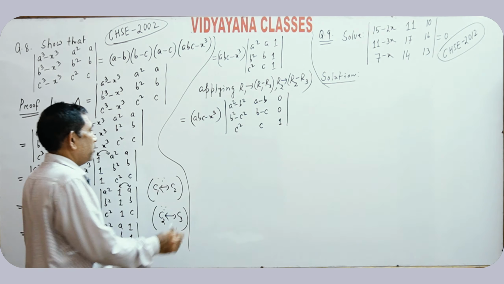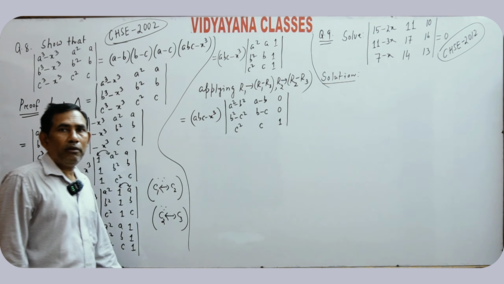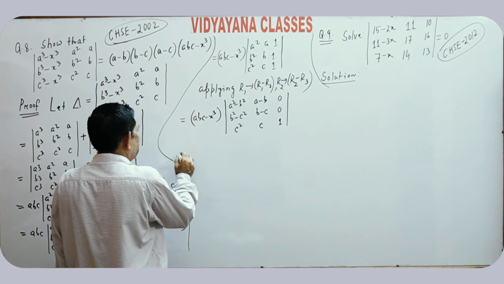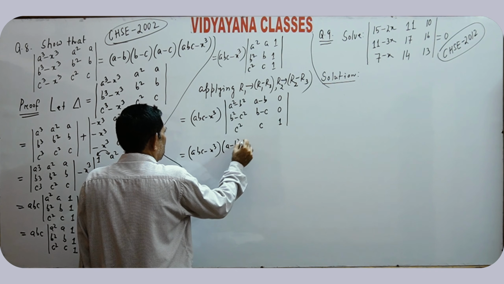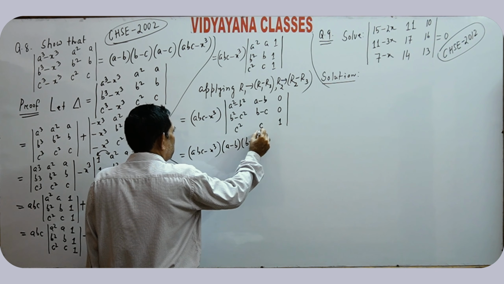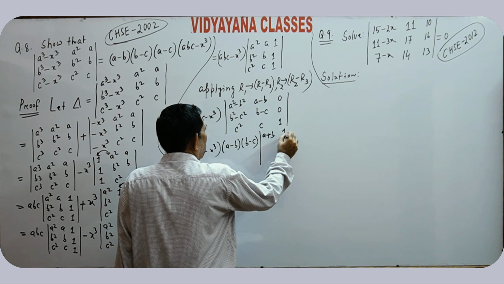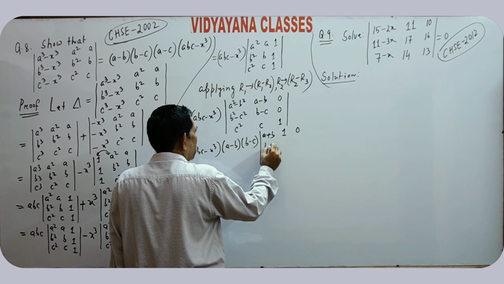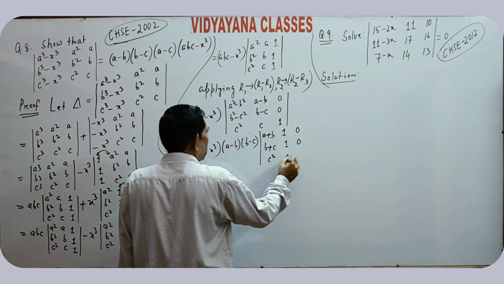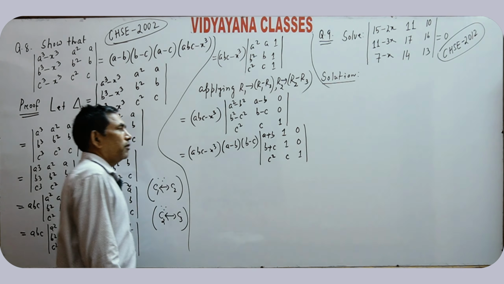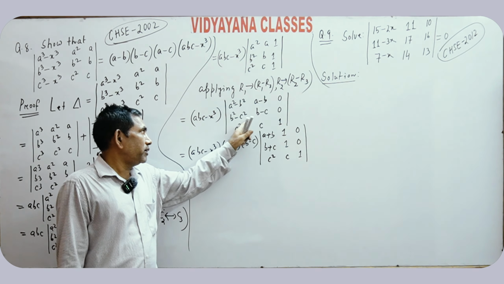Clear? Okay. Taking A minus B as common from row 1 and B minus C as common from row 2, it gives ABC minus SQ into A minus B, B minus C into the determinant A plus B, 1, 0, B plus C, 1, 0, C square, C, 1. Clear?